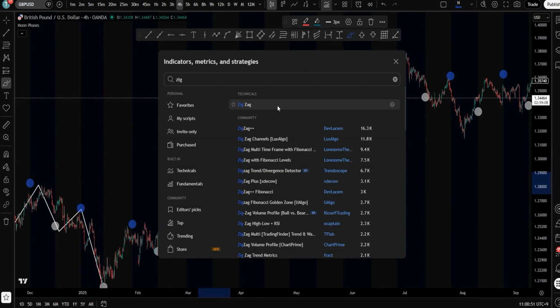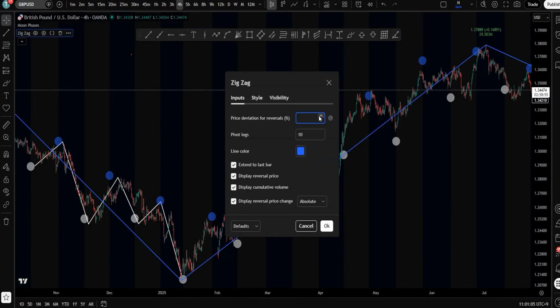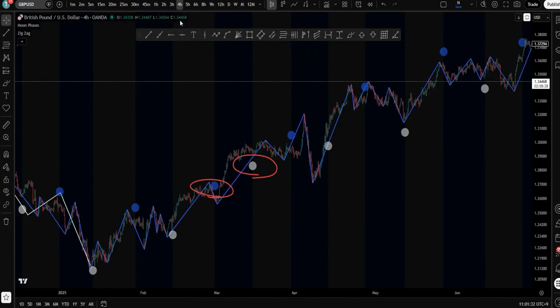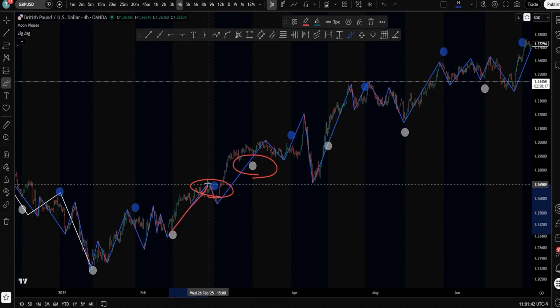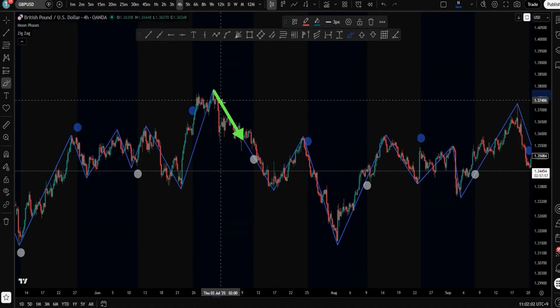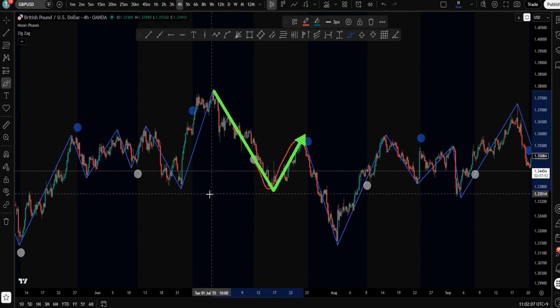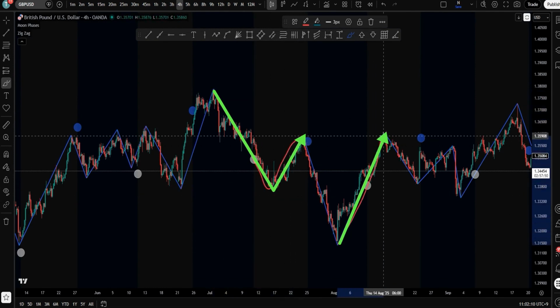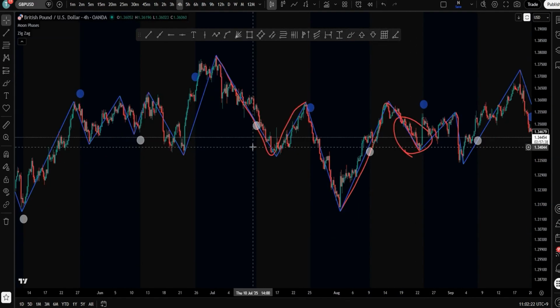Add a zigzag indicator to the chart and set the price deviation to 1. Then, if you change the time frame to 4 hours, the chart will look like this. A characteristic of the zigzag indicator is that it alternately displays upward and downward movements. If the previous wave ended with a downward movement, the next wave will be upward. If the previous wave ended upward, the next wave will be downward. You just need to combine the moon phases and zigzag and only enter trades when the signals match.